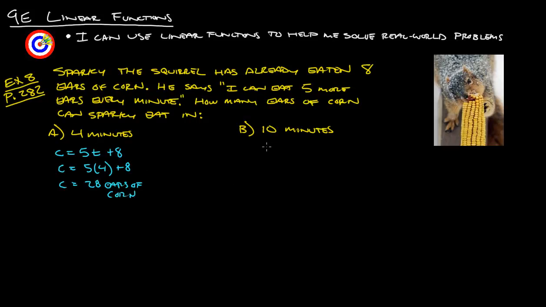That's pretty good, Sparky. So for this other one, we've already come up with this equation, so let's just use it over here. We've got C equals 5t plus 8. So C is going to equal 5 times 10 plus 8, which in this case is 50 plus 8 is 58 ears of corn. All right, so eat up, Sparky.